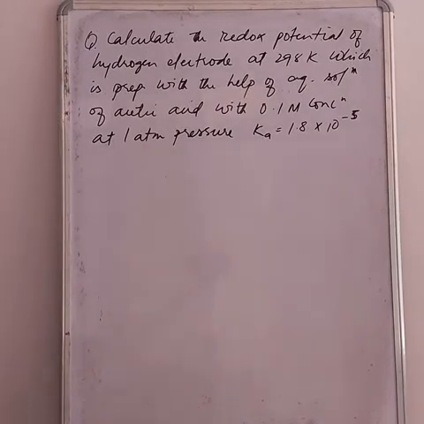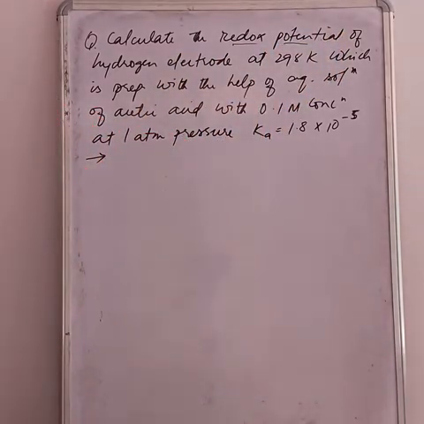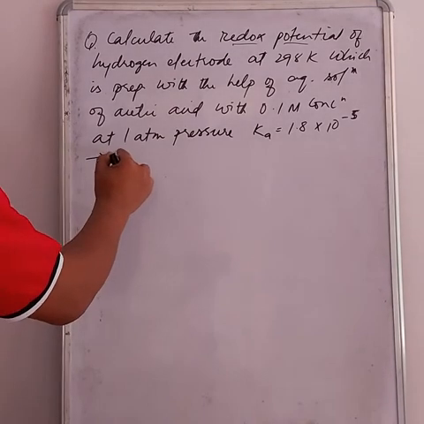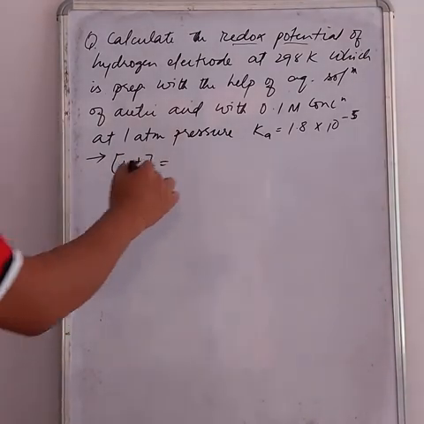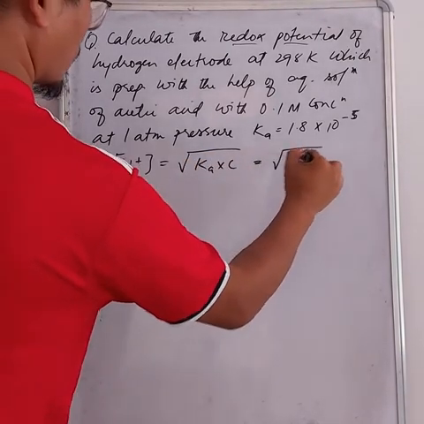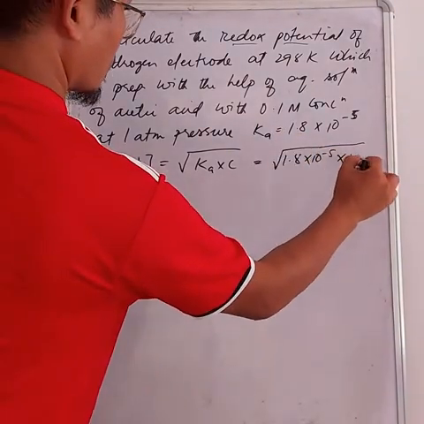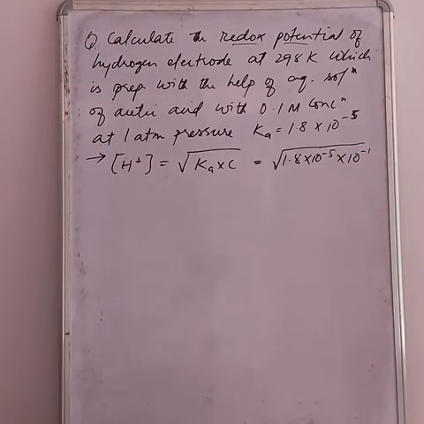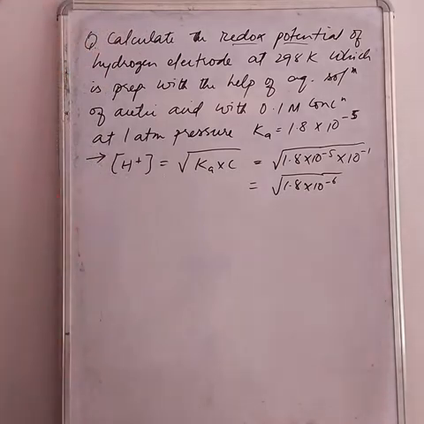So here is a question: we are asked to calculate the redox potential of the hydrogen electrode. So the hydronium ion concentration is equal to root over the Ka times the concentration, which is root over 1.8 into 10 raised to the power minus 5 into concentration 0.1 molar, which is nothing but this. So the value of hydronium ion is 1.8 into 10 raised to the power negative 6.